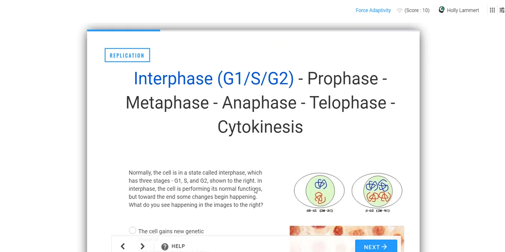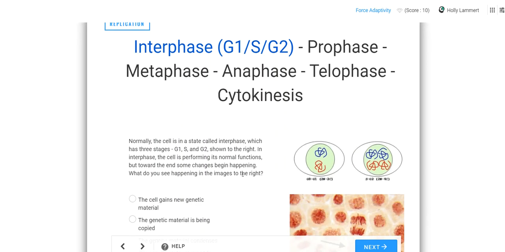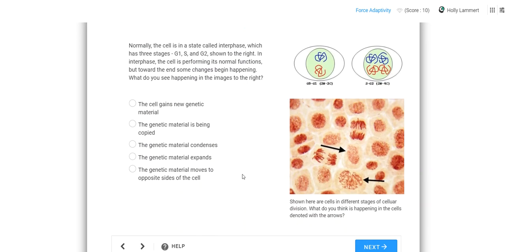So we got a lot more things happening. Let's figure that out. All right, interphase, also known as G1, S, and G2. And then we have prophase, metaphase, anaphase, telophase, and cytokinesis. Those are the stages that we're going to go through. And we're going to take notes because that's a lot of new information. So here it says, normally the cell is in a state called interphase, which has three stages, G1, S, and G2, shown to the right. In interphase, the cell is performing normal functions, but towards the end, some changes begin happening.